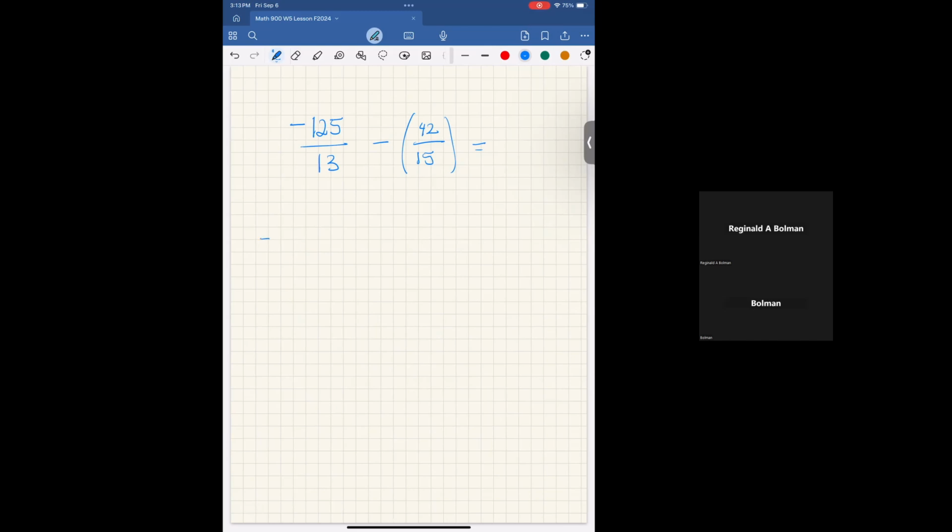Well, we're going to need to take our first fraction. We really don't do anything to the first fraction initially, but we're going to write out that we will multiply this fraction by its opposing base, which is the 15. And we're going to do the same thing for the second fraction. So we're going to take 42 over 15 and multiply it by 13 over 13.